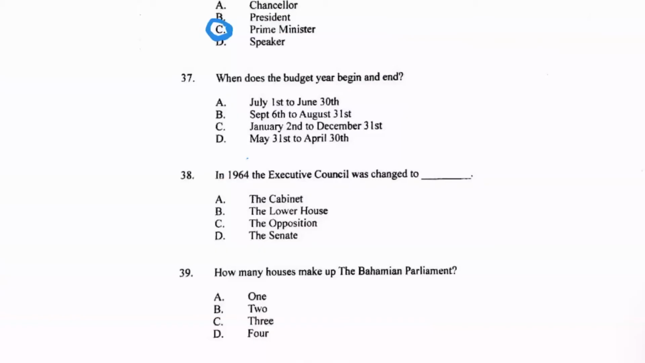Number 37, when does the budget year begin and end? And the budget year, we're talking about when the government does their finances and allocates different amounts of monies to different departments. People are saying C and A.